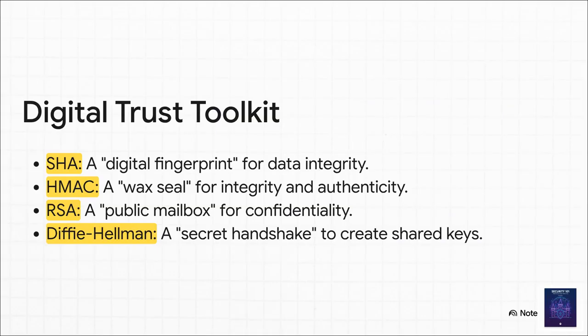So there you have it, the 4 core tools in our digital trust toolkit. We've got SHA, the digital fingerprint to make sure data hasn't been messed with, HMAC, the wax seal to prove it's from the right person, RSA, the public mailbox to keep the contents private, and Diffie-Hellman, the secret handshake to get the whole secure conversation started in the first place.